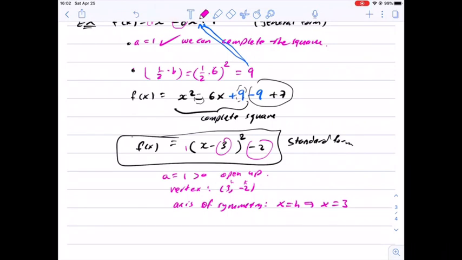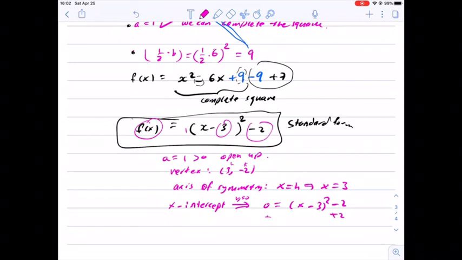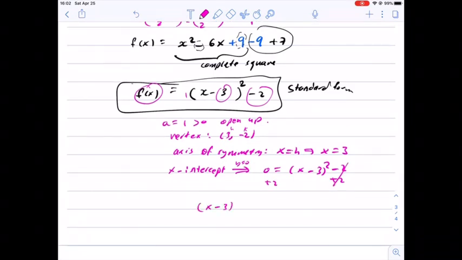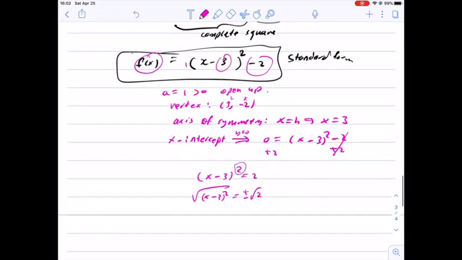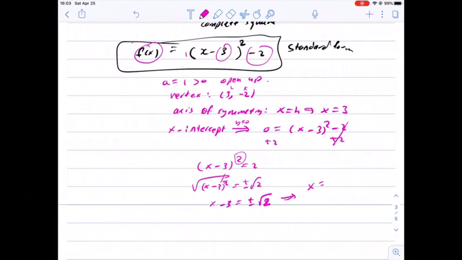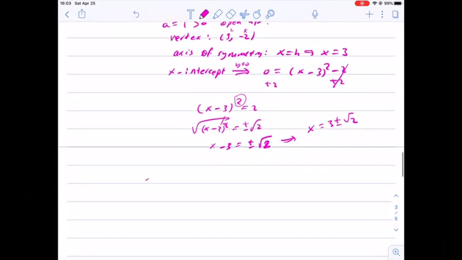And we can find the x-intercepts, for example. In order to find the x-intercepts, we need to set y equals 0. So 0 equals x minus 3 squared minus 2. And then we add 2 to both sides. We want to solve for x. So we get x minus 3 squared equals 2. And then we take the square root of both sides, and it becomes plus or minus the square root of the right-hand side. So we get x minus 3 equals plus or minus square root 2, and then x equals 3 plus or minus square root 2. So we have two x-intercepts, 3 plus square root 2 and 3 minus square root 2, and both of them are positive.